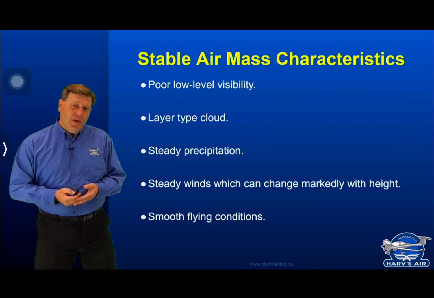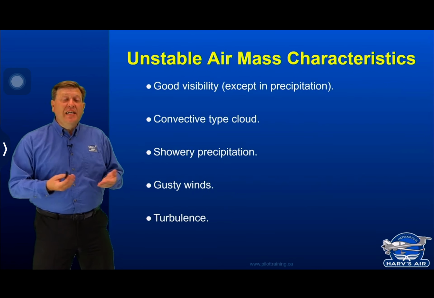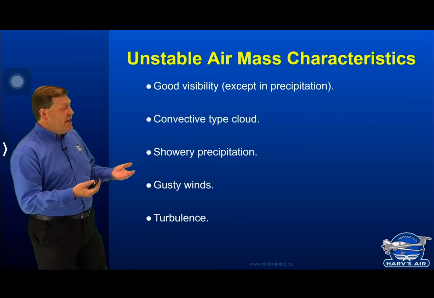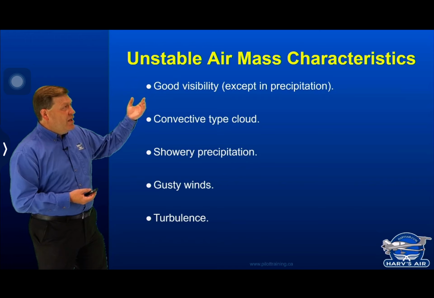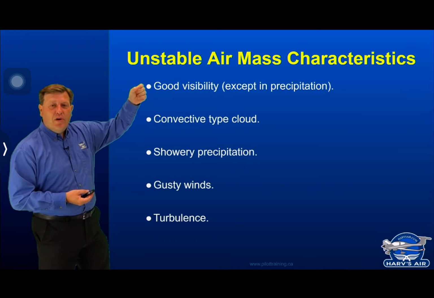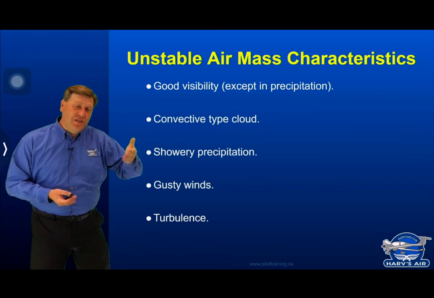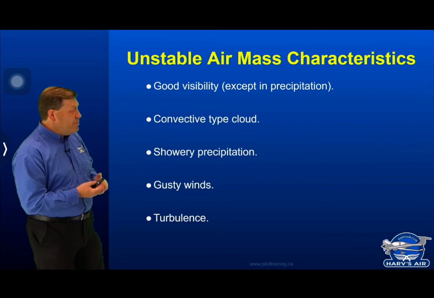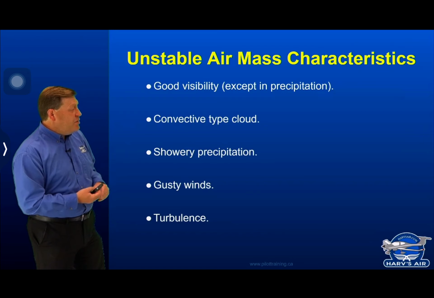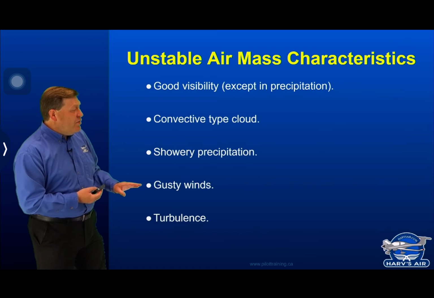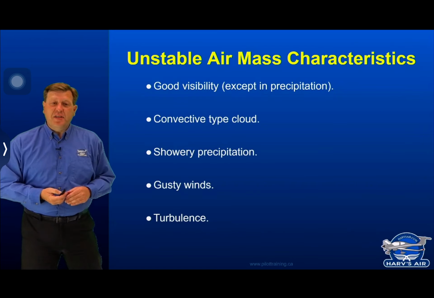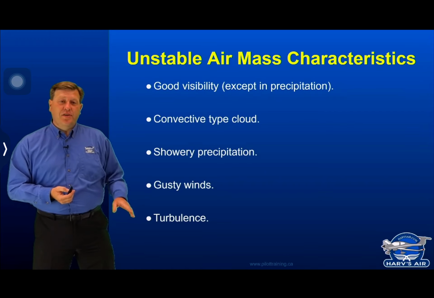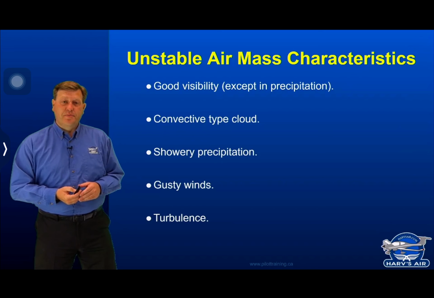If, however, we have an unstable air mass, believe it or not, unstable air masses result in good visibility. And that's because there's going to be a little bit more up and down mixing, that convection that we discussed earlier. You're also going to end up with convection-type cloud. The precipitation will be more showery. If we do have those winds, they're going to be gusty, and there might be some very bumpy characteristics associated with this air mass.